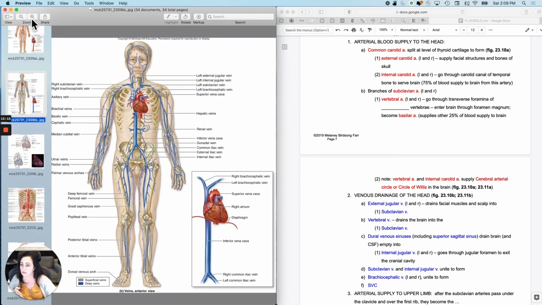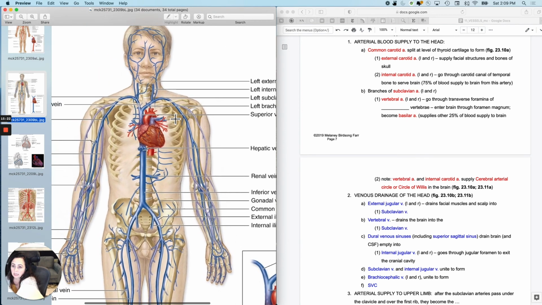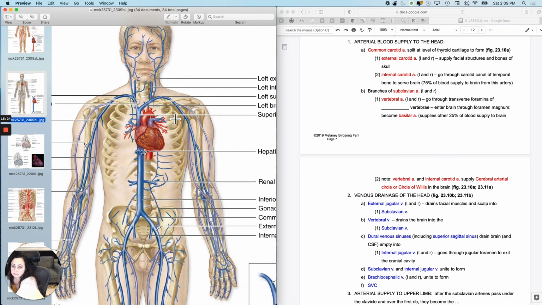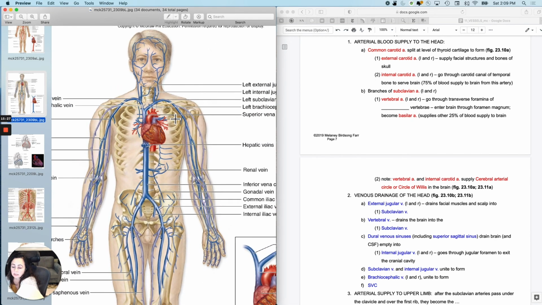So this one isn't showing it in as much detail, but we can look at it. Okay, so let's look at this in a little bit more detail. Okay, so this is an oversimplification. You can't see the vertebral veins, but this would be the external jugular vein draining the outside of the head. This would be the internal jugular vein draining the inside of the head. This right here is the subclavian. When all of those come together, it becomes the brachiocephalic vein. Same thing on this side.